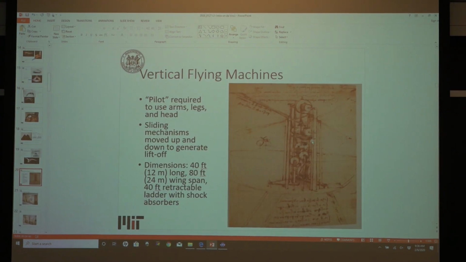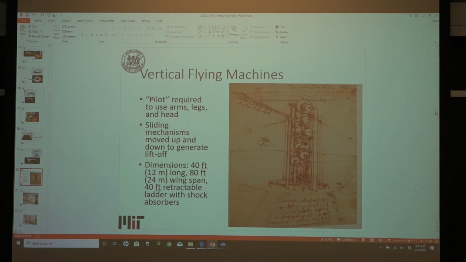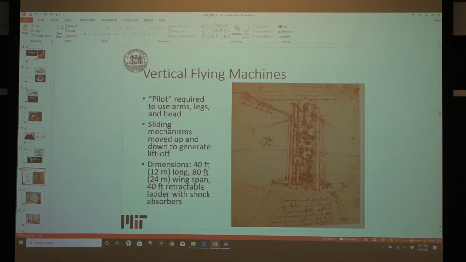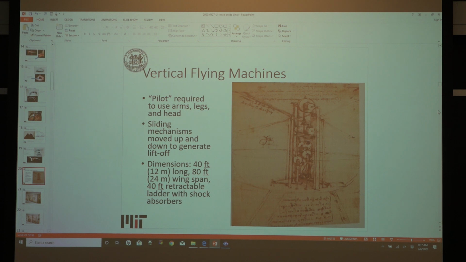So here's his sketch for the vertical flying machine. He believed that a pilot could actually use this to get off the ground. It's unconfirmed, based on what I saw, whether it was actually successfully used or not. But in terms of the dimensions, this thing was 40 feet long, with an 80-foot wingspan, and the 80-foot wingspan is what was used to generate that lift. But it also required somebody to use both their arms, legs, and head. So imagine trying to move all these things simultaneously.